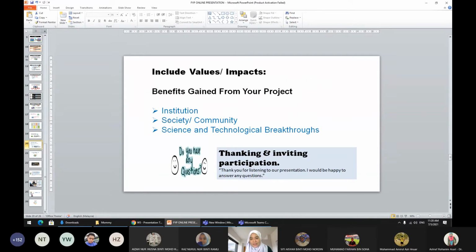Okay, guys. At the end of it, also you have to include some values and impacts. It's more or less the same as just now. You have to mention the benefits gained from your project. How does it benefit the institution, UniKL MITEC?